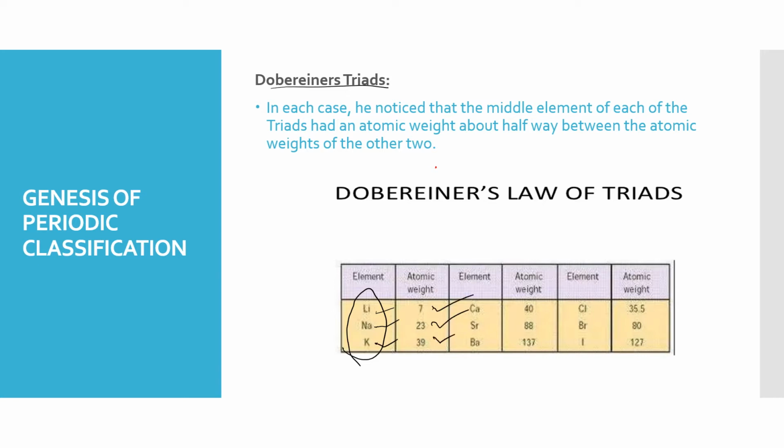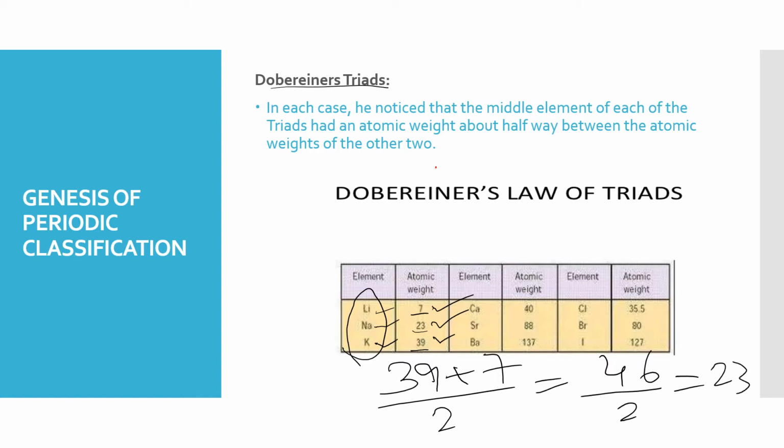What he said is, taking the average of the first and last element gives the atomic weight of the middle element. Let's try it once. 39 plus 7, whole divided by 2, gives 46 by 2, which is nothing but 23. So here we get the atomic weight of sodium. But he was only able to do this for 3 triads. Triads means a group of 3 elements. So he was only able to do it for 3 triads and not more than that.